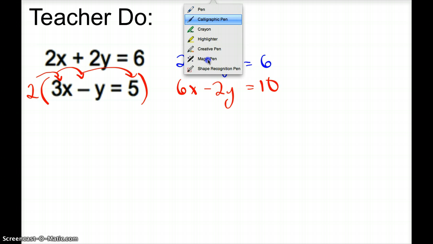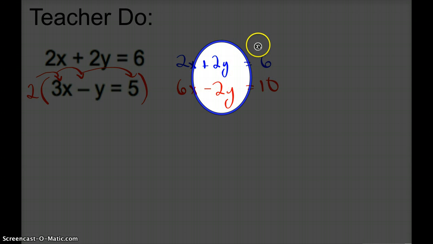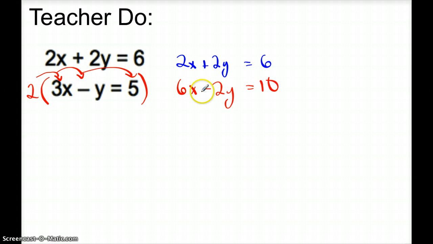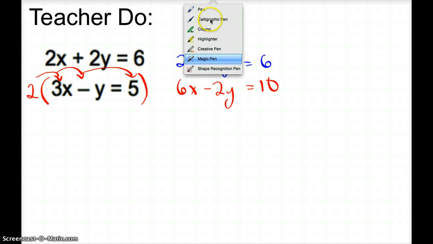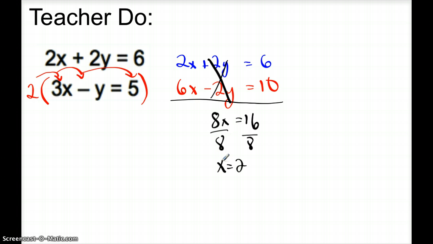Now I have exactly what I'm looking for. I have something to cancel out. Before we only made it a negative, now I have to change the entire equation to make them go away. We can solve now by doing what we did yesterday, eliminating, crossing those out. Elimination, something must go away. A variable must be gone. 6 plus 2 is 8x equals 16. Divide by 8, divide by 8, x equals 2.